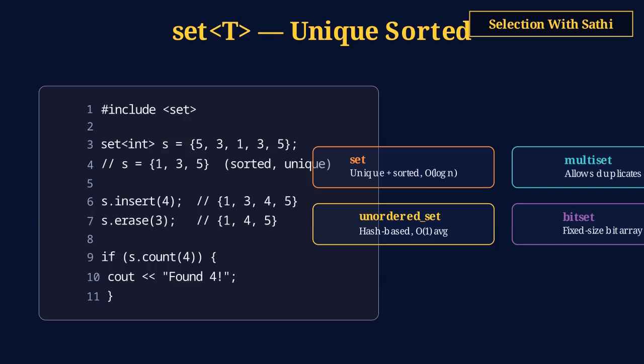If you need duplicate elements, use multiset. If you don't need ordering, use unordered_set for average O(1) operations. Set is very useful for removing duplicates from a collection automatically.